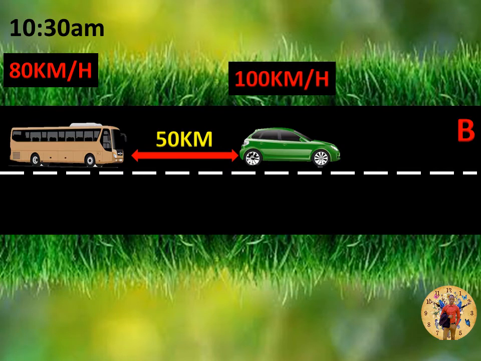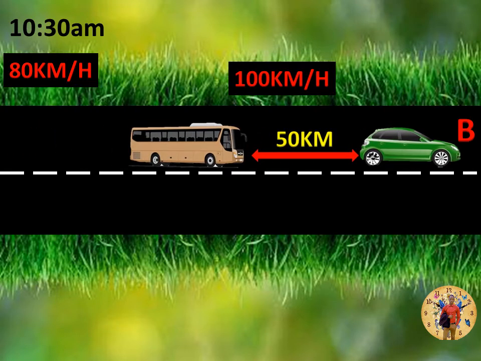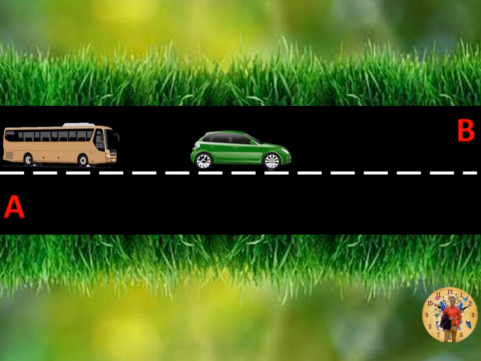Okay, now as you can see there, at 10:30 a.m. both the car and the bus will be moving in the same direction, and the distance between them will be 50 kilometers. So as they are moving, the bus will have to cover the 50 kilometers for it to catch up with the car. Now the time taken for them to meet, because they are now all moving, can be calculated as follows.